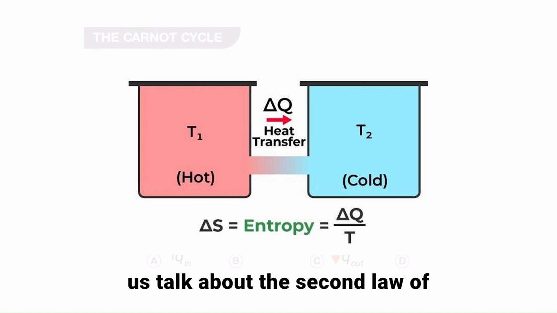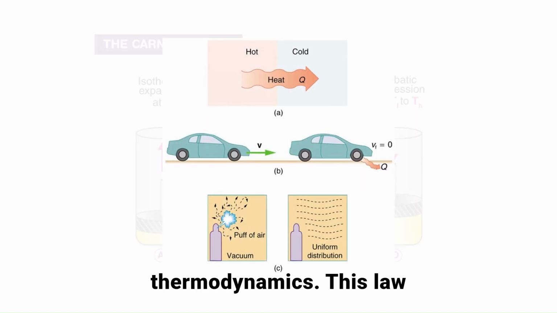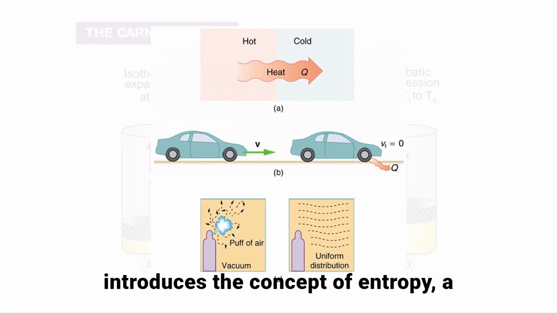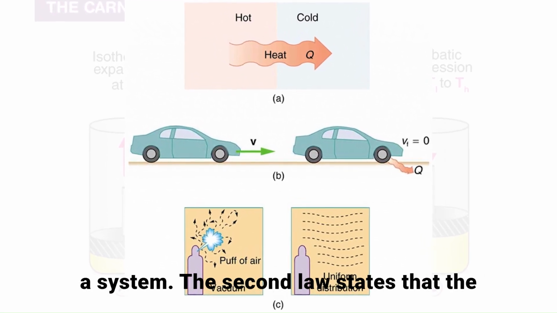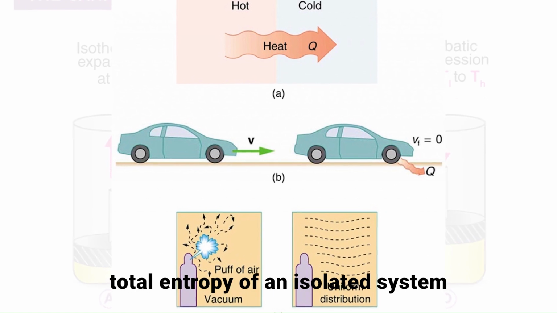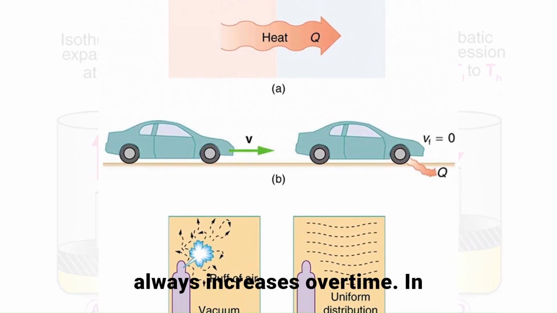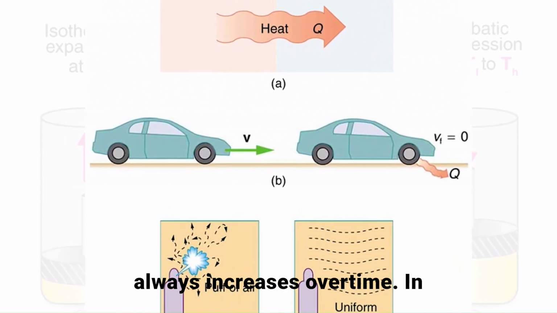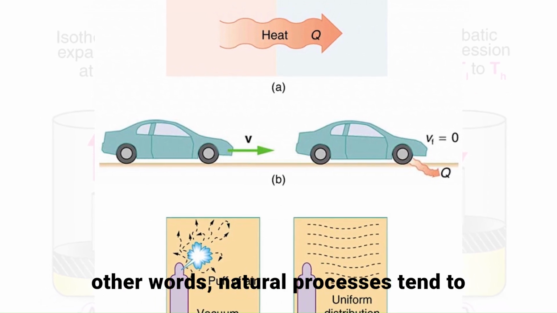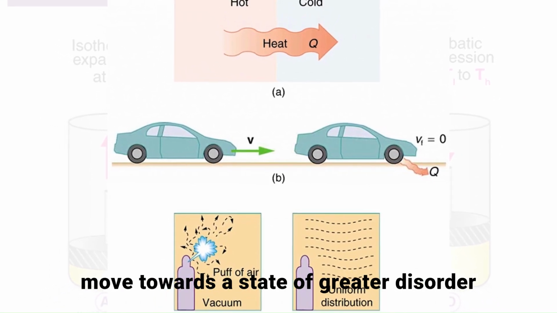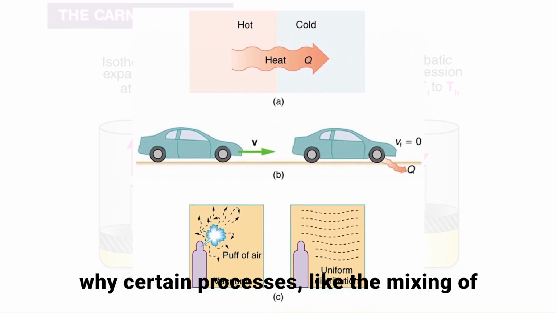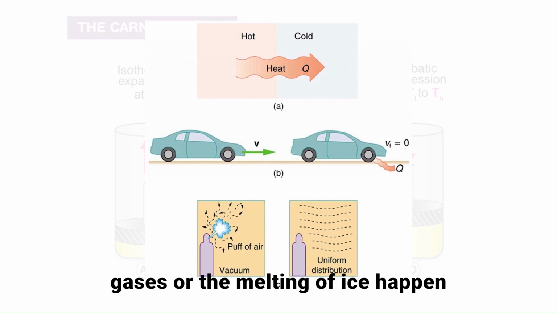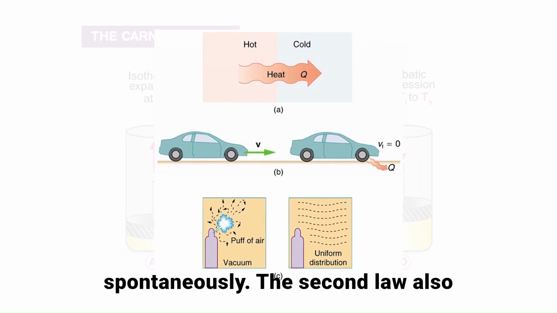Let's talk about the second law of thermodynamics. This law introduces the concept of entropy, a measure of the disorder or randomness in a system. The second law states that the total entropy of an isolated system always increases over time. In other words, natural processes tend to move towards a state of greater disorder or randomness. This law explains why certain processes, like the mixing of gases or the melting of ice, happen spontaneously.